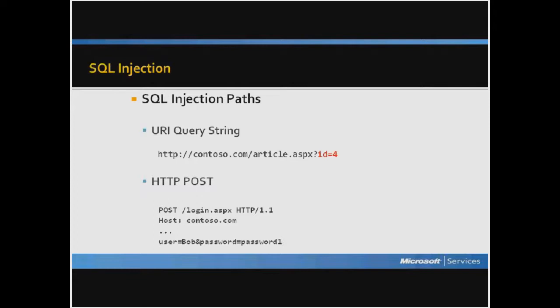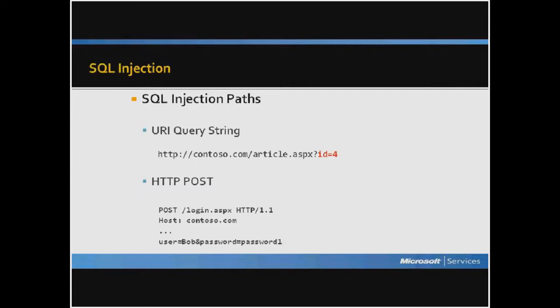So in a URL you have multiple parts. You have HTTP, which tells us what protocol we're using. Here you have contoso.com, which tells us the server we're connecting to. And article.aspx is the path we're connecting to. Everything after that question mark is what's called a URI query string, and it's a common way for a client to pass parameters to a server-side application.